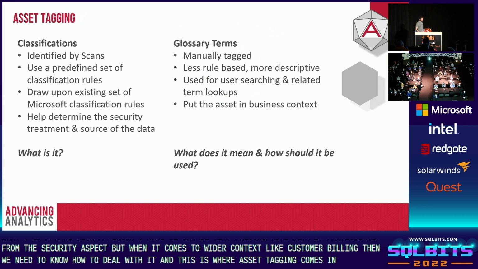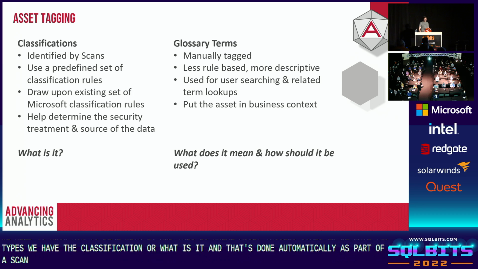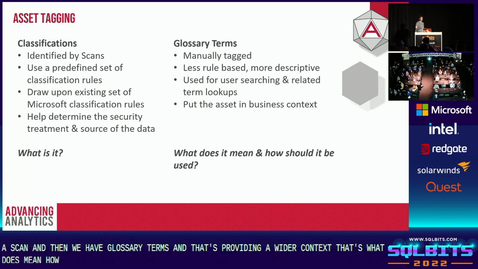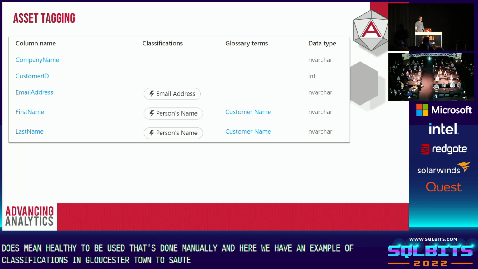We have two types. We have the classification, or what is it, and that's done automatically as part of a scan. And then we have glossary terms, and that's providing that wider context. That's the what does it mean, how should it be used. That's done manually. And here we have an example of classifications and glossary terms associated with our assets at a column level.